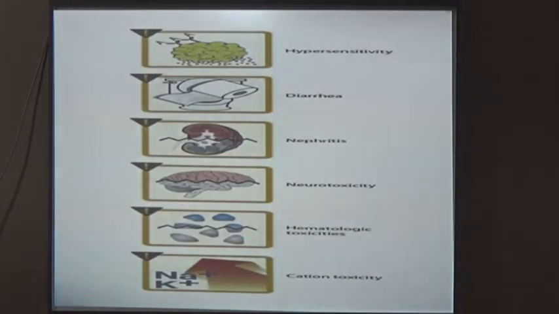This is a common reaction. Mostly with penicillin it means hypersensitivity. Okay, hypersensitivity and diarrhea. Ampicillin will cause diarrhea. And nephritis, neurotoxicity, hematological toxicity and cation toxicity. So mainly hypersensitivity. If a patient is penicillin hypersensitive, you should not give beta-lactams either. They will also be sensitive to cephalosporins. That's the most common thing.